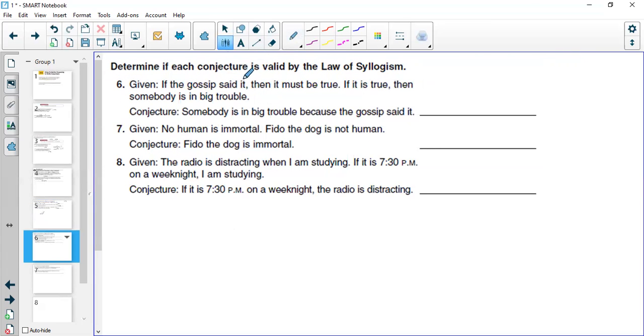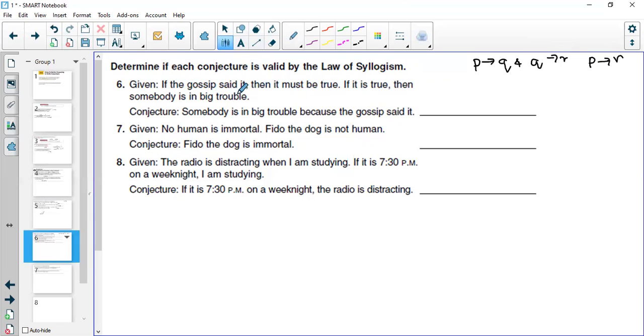Next is determine if the conjecture is valid by the law of syllogism. So law of syllogism says if P then Q, if Q then R, then if P then R. This is the law of syllogism, right? If P then Q and Q then R, then P then R. So given, if the gossip said it, then it must be true.